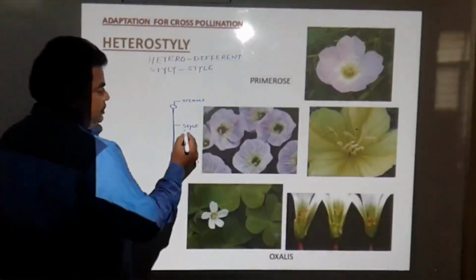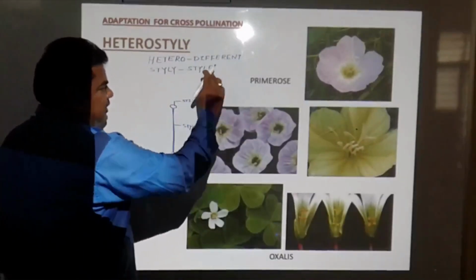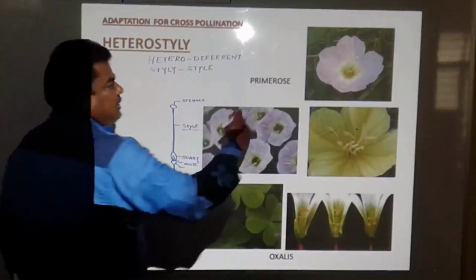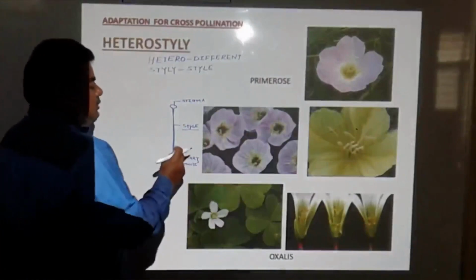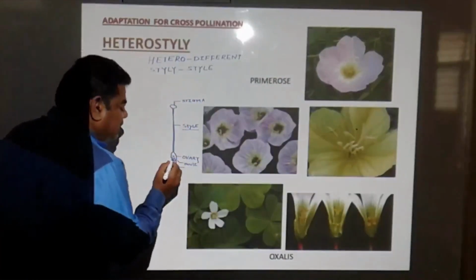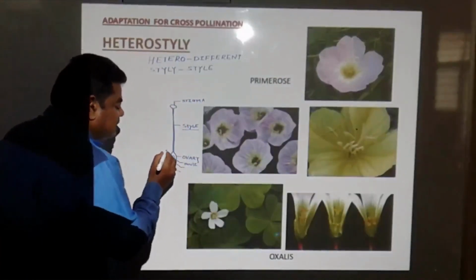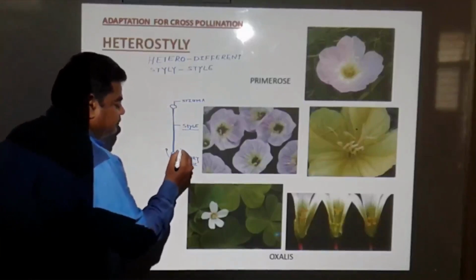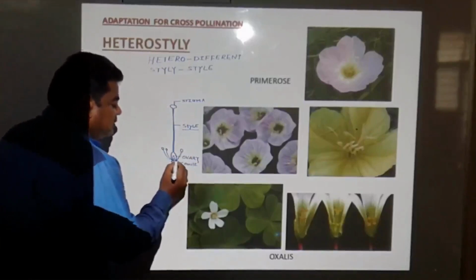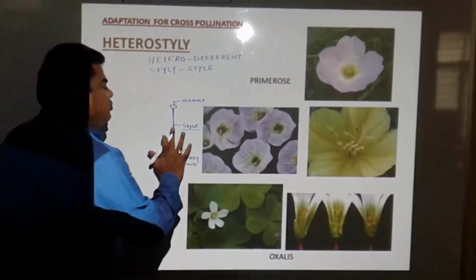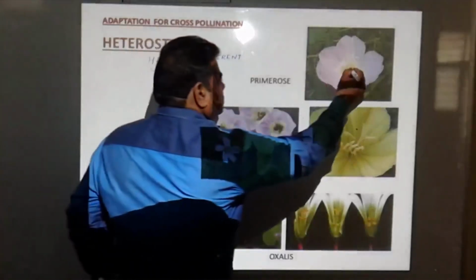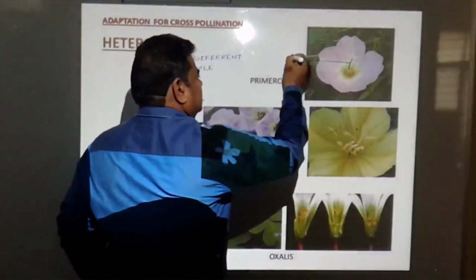Heterostyly: different styles. In one flower, in the case of primrose, the style is very long and the stamens have very short filaments, like this. Here they show such a mechanism. The style becomes very long like this.